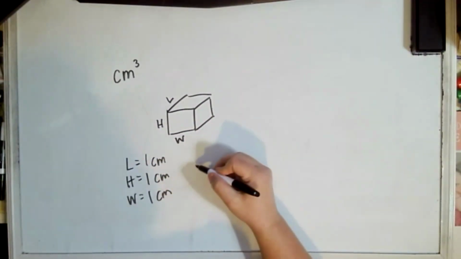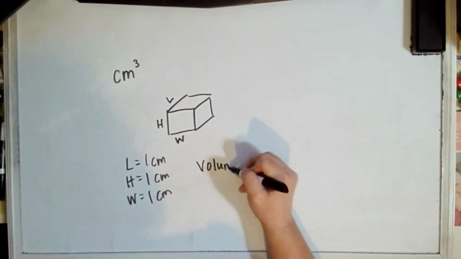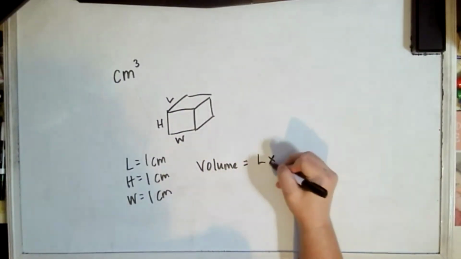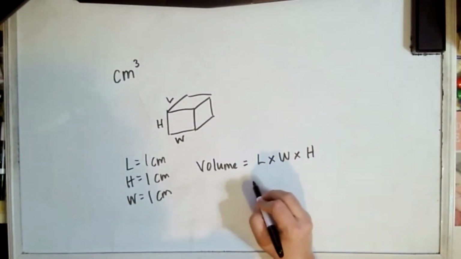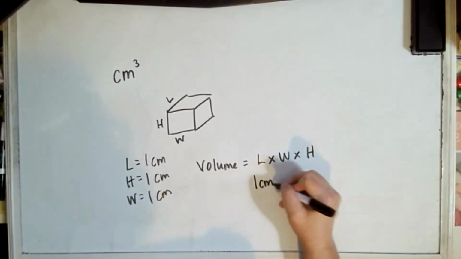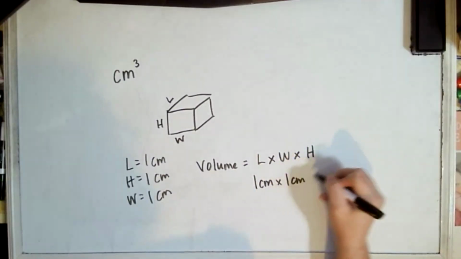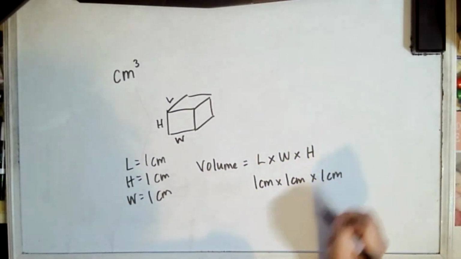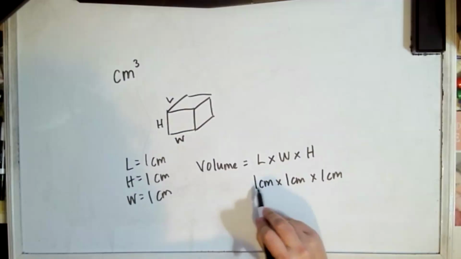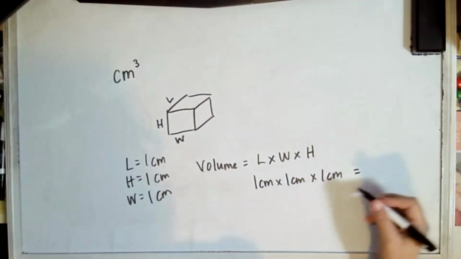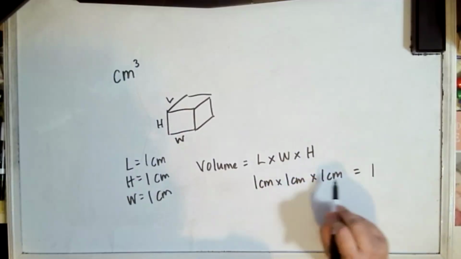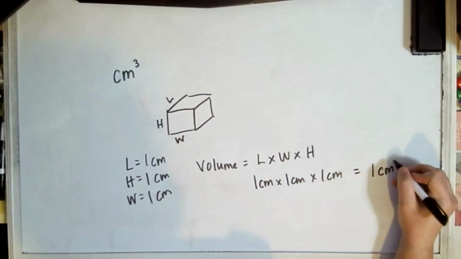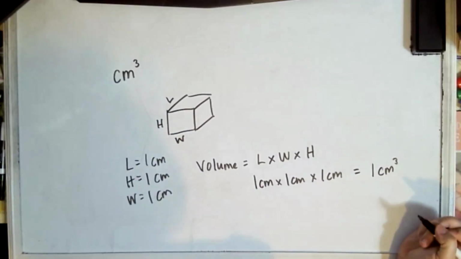When I go to find the volume of this, volume is length times width times height. And so when I do my volume calculation, it's 1 centimeter times 1 centimeter times 1 centimeter. Right? So I multiply my numbers. So in this case, 1 times 1 times 1 is 1. But centimeter times centimeter times centimeter is centimeter cubed. Okay.